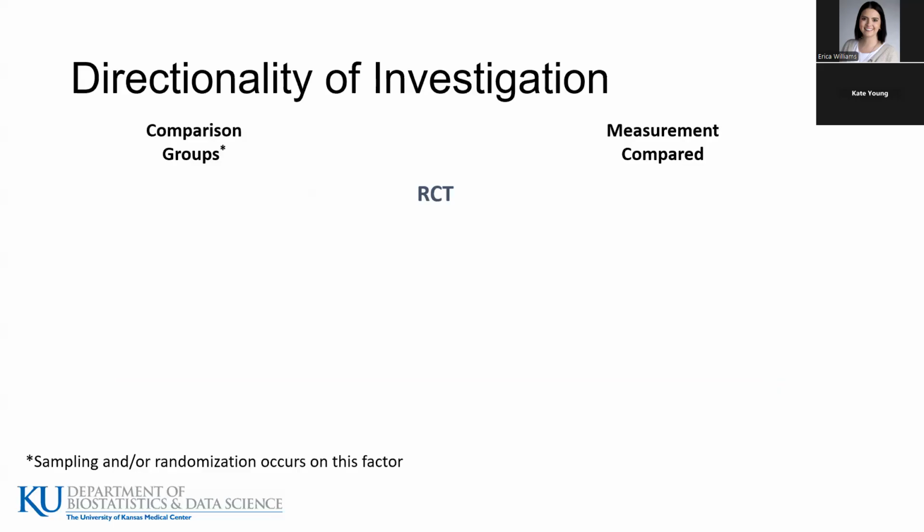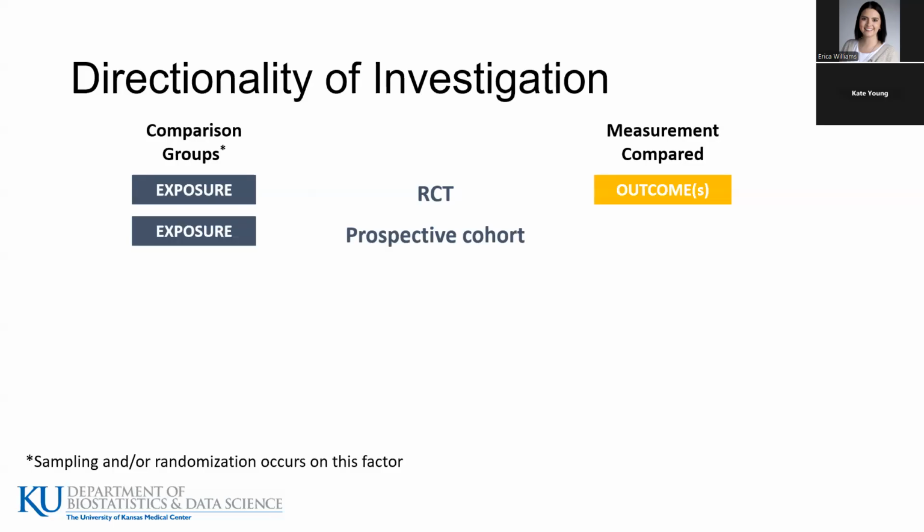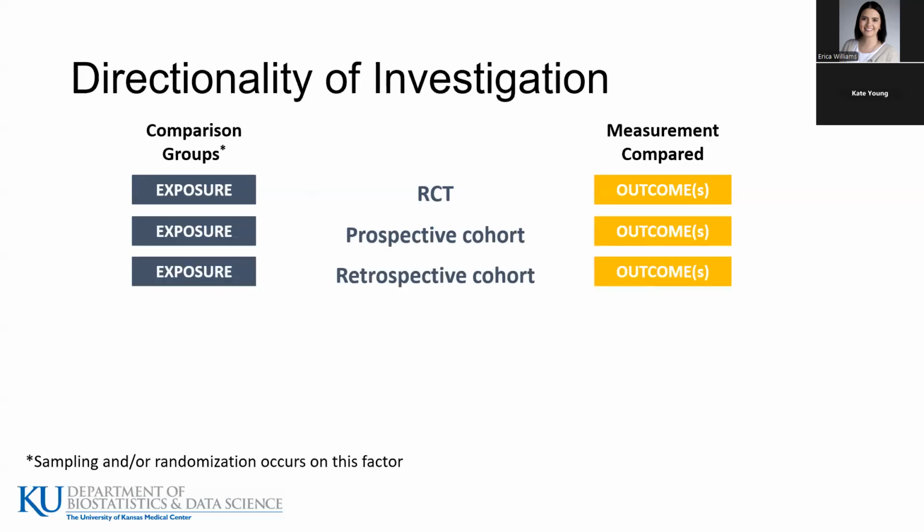And then, so the directionality of the investigation. So this is either going to be forward or backwards. So in a randomized controlled trial, our comparison groups are based on the exposure, and then the measurements being compared are the outcome. Same with a prospective study, and then same with a retrospective cohort study. Case controlled study is backwards directional, and this means that our comparison groups are based on the outcome, and then our measurements being compared are based on the exposure.